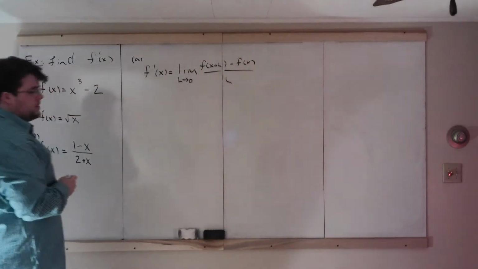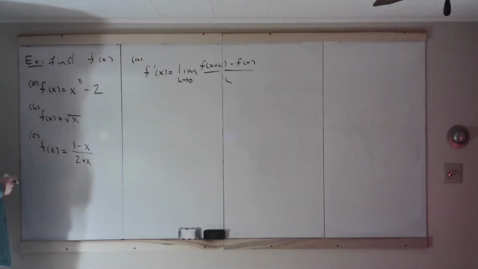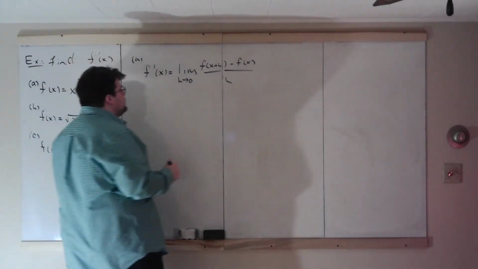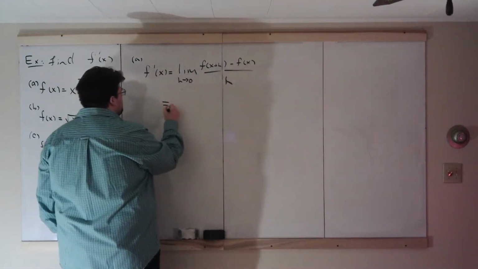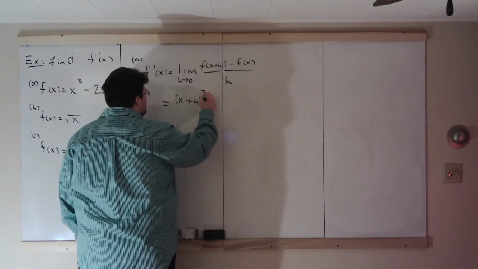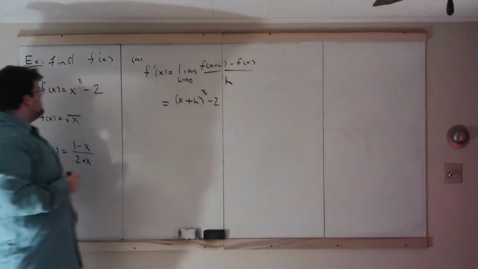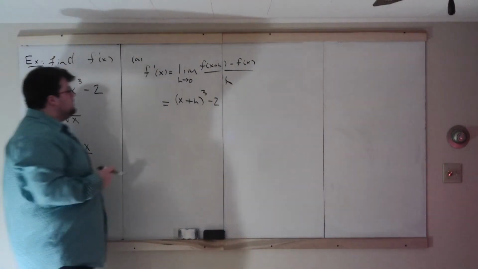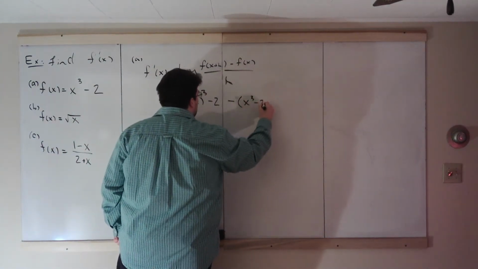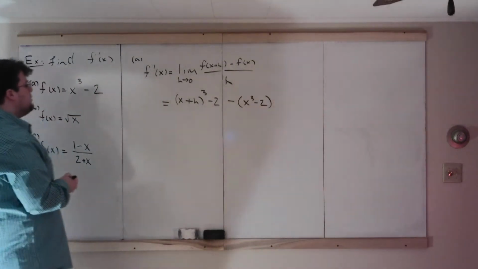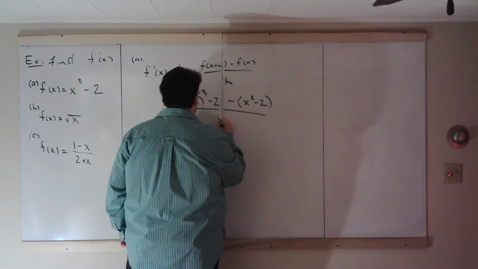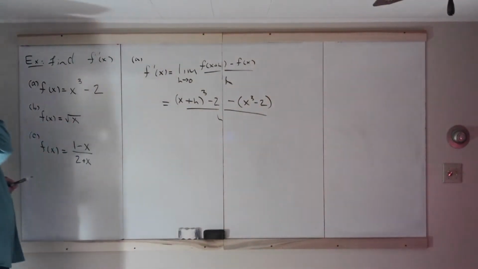That's an h in the denominator. So for the first one, f prime x, limit as h approaches 0, f of x plus h minus f of x all over h. And what is this? Well, we have x cubed minus 2. Replace all x's with x plus h, and we get x plus h cubed minus 2, minus f of x. Subtract all of f of x, or it won't work out. All over h. Well, that's great.